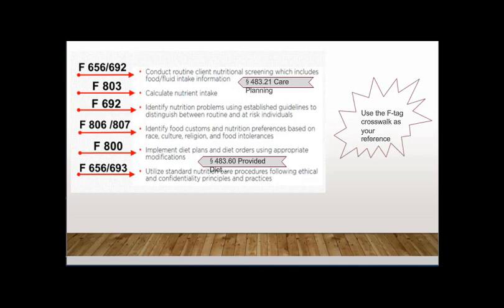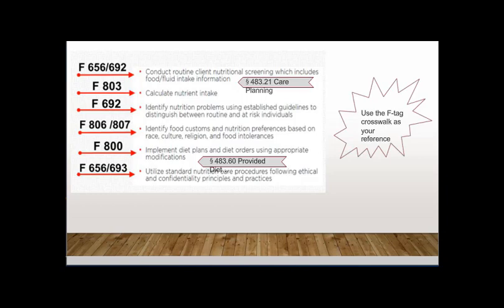So let's pop down a little bit further to where you see the other gray arrow at F800, implement diet plans and diet orders using appropriate modifications. F800, once again, falls under our wheelhouse of 483.60, and that is that we're going to take a look at what the diets are. So that tag is provided diet meets needs of each resident.